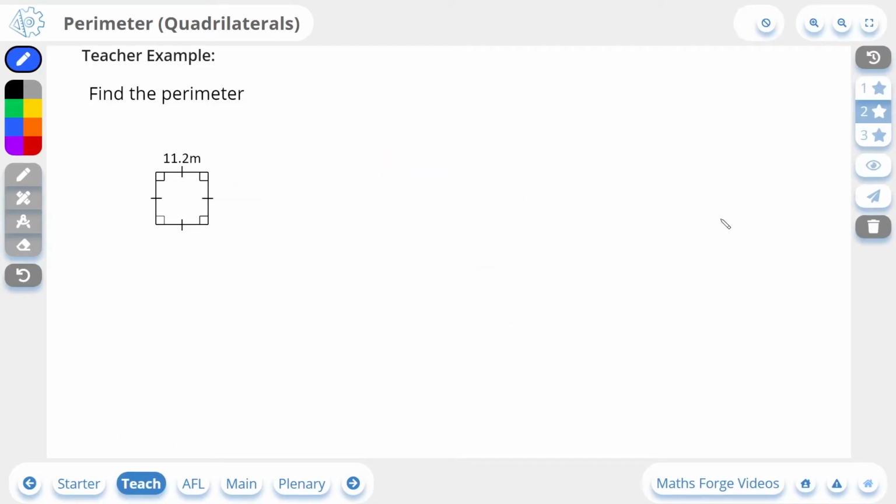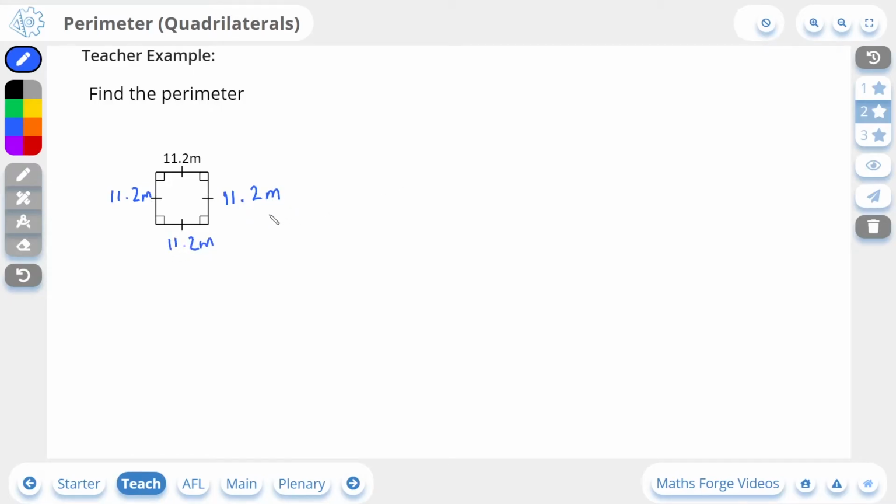Now let's do a 2-star example. Here they're asking us to find the perimeter for this square. And we know it's a square because all of the angles are 90 degrees. And we have these lines on all of the sides that suggest to us all of the sides are the same as well. So this is definitely a square. So now I can just go ahead and label the rest of my sides as 11.2 meters, because of course in a square, all of your sides are the same.